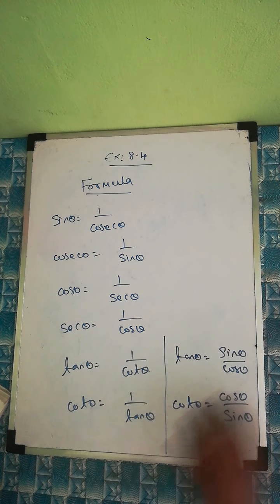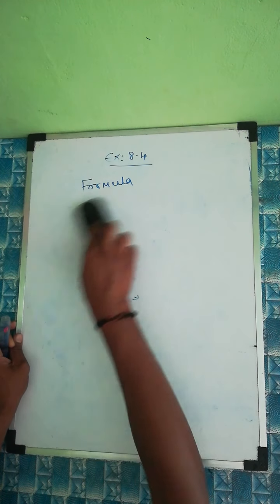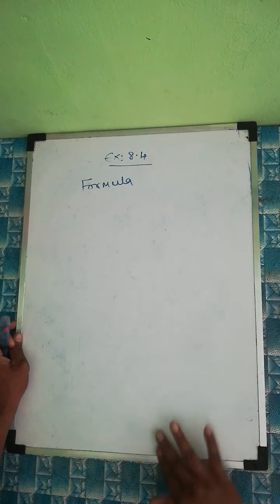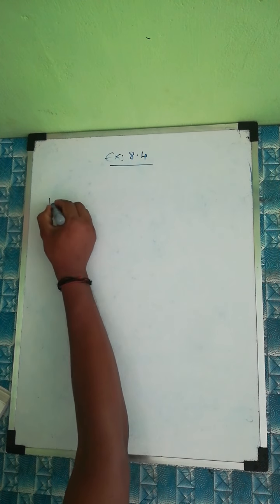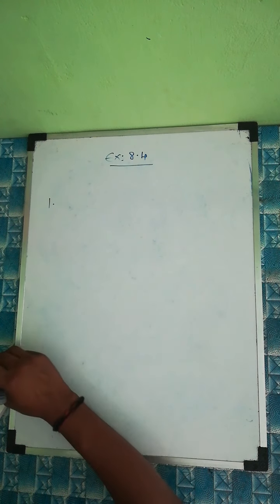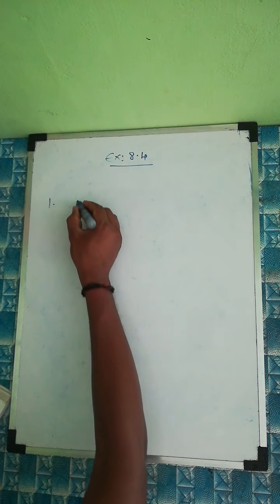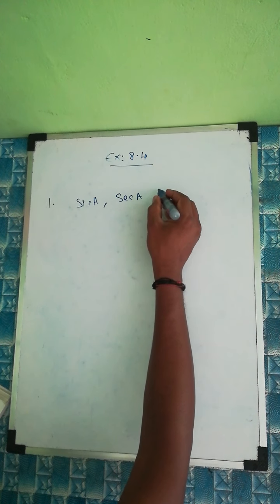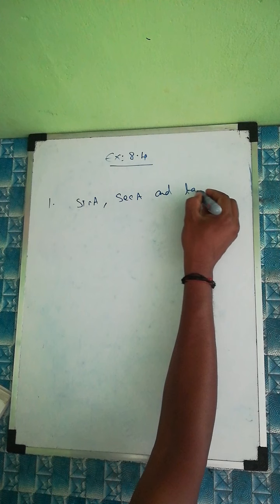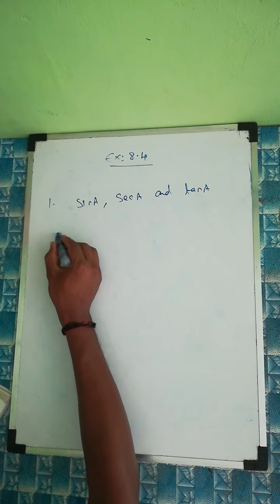Now see the first question of the exercise. Question number 1. Express the trigonometric ratios sin A, sec A, tan A in terms of cot A. So sin A, sec A and tan A, we are going to change all in terms of cot. So the first one, we will take sine.